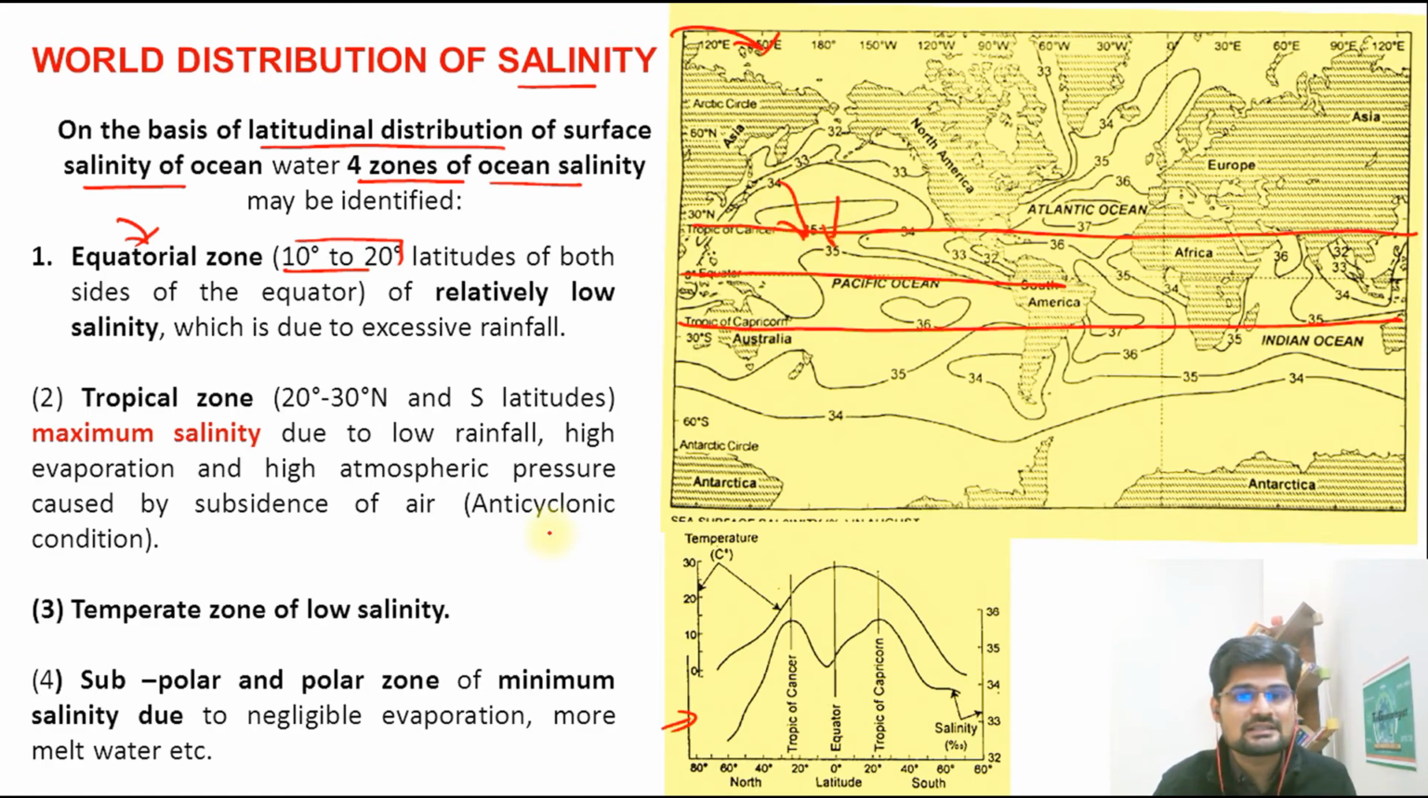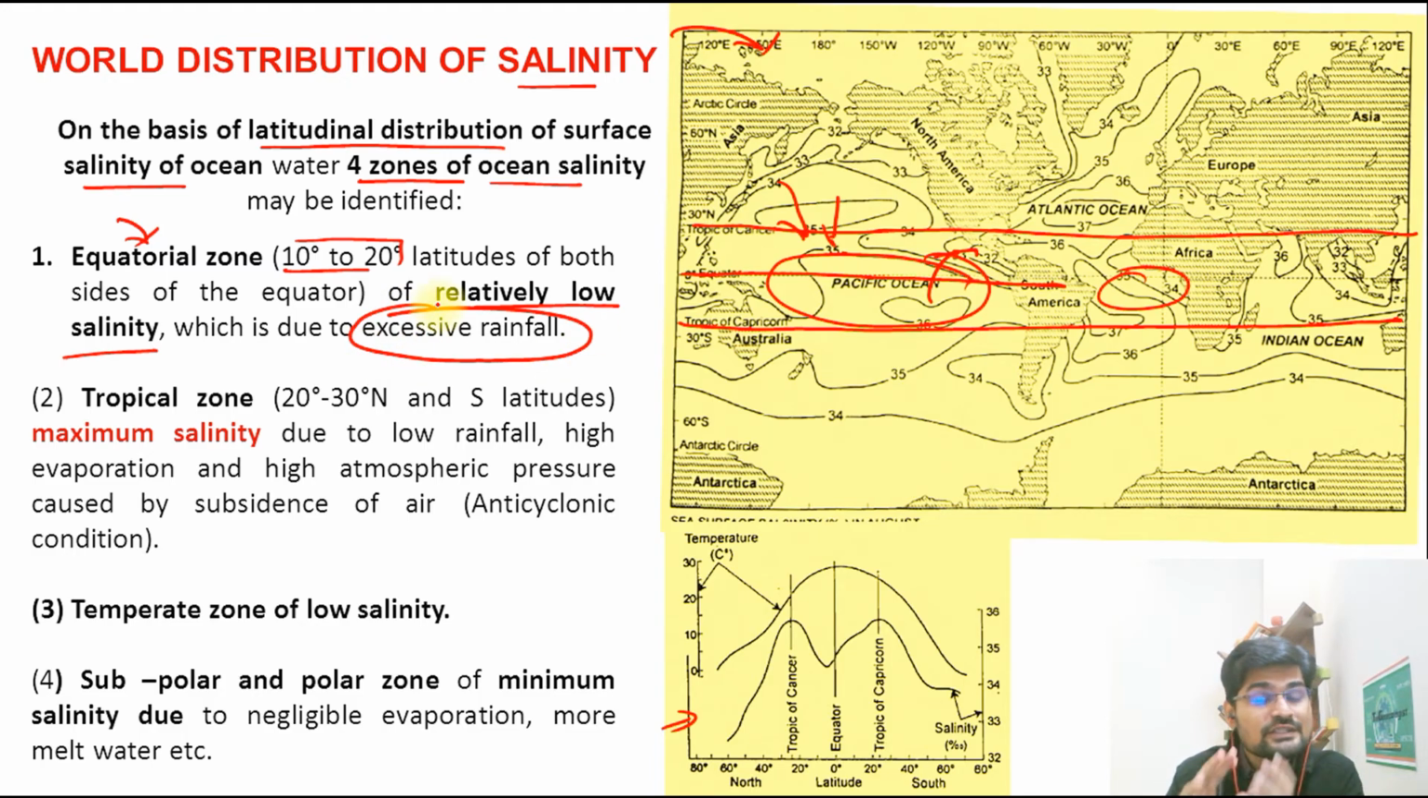This particular zone automatically has maximum insolation. But remember what happens here. Because the ocean is there, water is there, more cloud formation happens and more water is being poured in terms of rainfall. So relatively low salinity is there due to excessive rainfall, although insolation is high. Because of the rainfall factor, precipitation factor, salinity is not the highest.